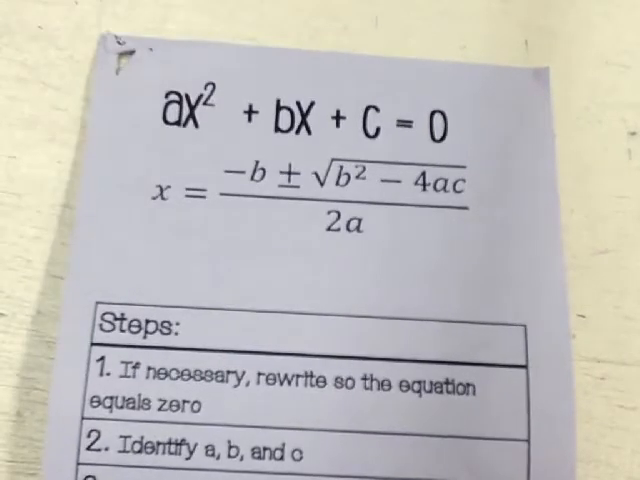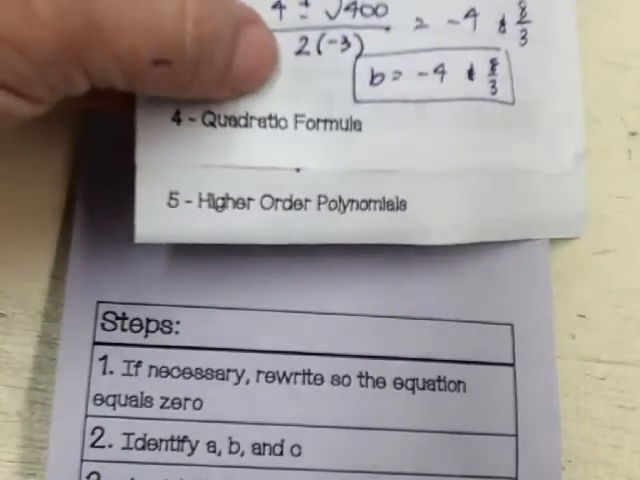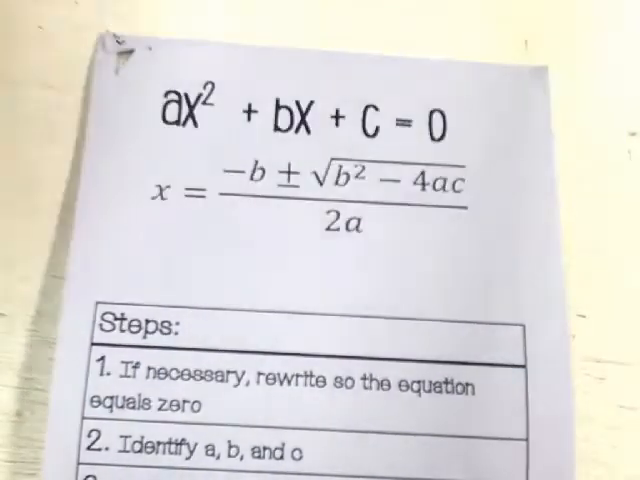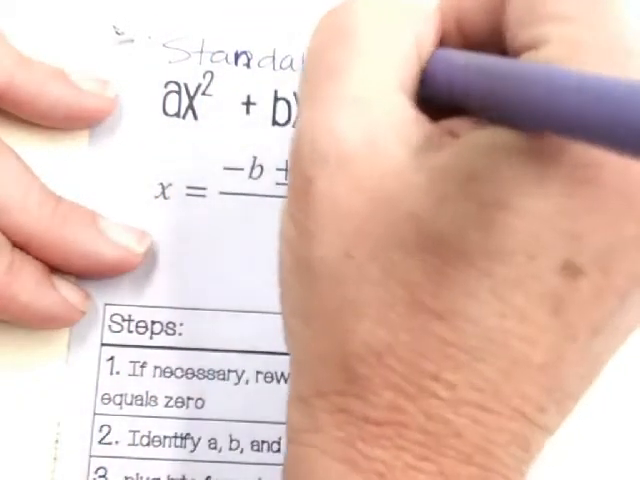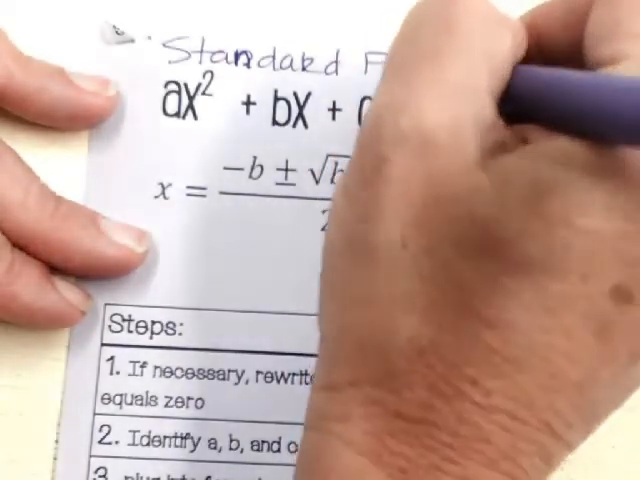You're flipping to page 4, the one that says quadratic formula. This is not new, it's old stuff, review stuff. Let's start out. I'm going to do this kind of fast. We're going to put everything in standard form.